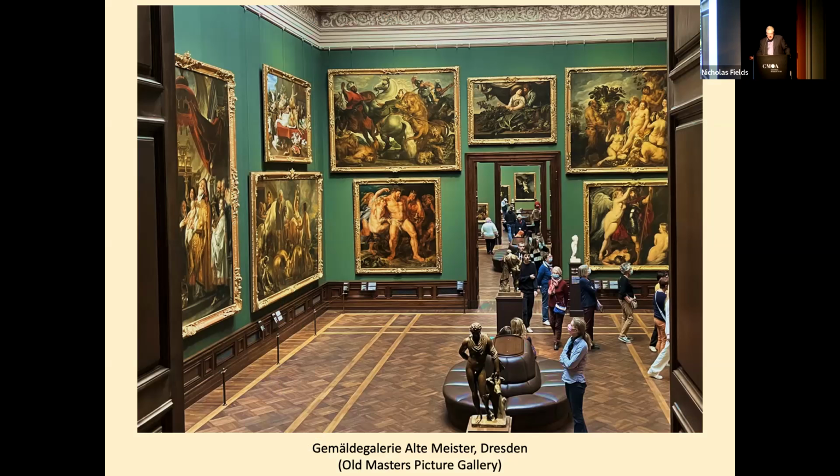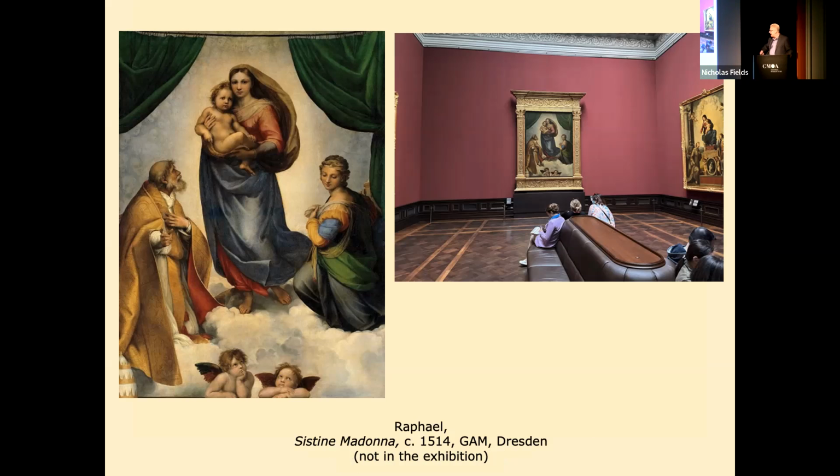And this is one of the galleries in that great museum that lent us the works, the Old Masters Picture Gallery in Dresden, one of Europe's most impressive and just incredible museums, just in terms of its permanent collection, whose roots go back to at least the 16th century. And one of the jewels in the crown of their permanent collection is this masterpiece by Raphael, the Sistine Madonna, that never leaves the walls of the Gemäldegalerie.